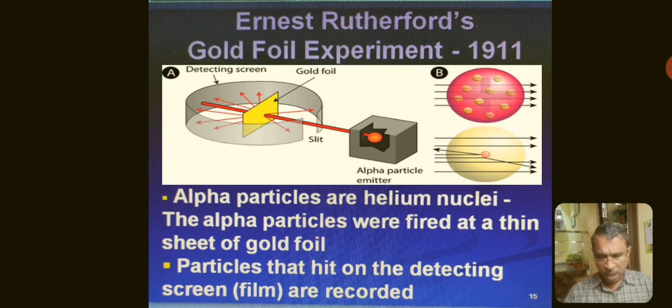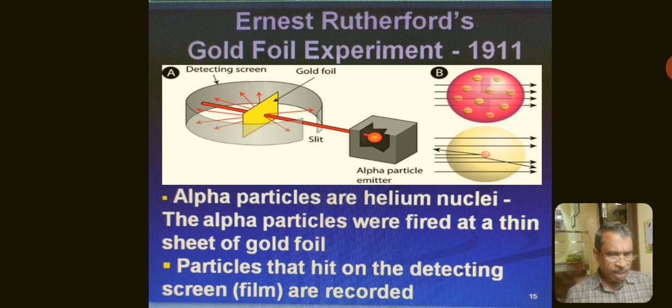From the experiment, he observed the following things. First one, most of the alpha particles, around 99%, passed through the gold foil undeflected. Some of these particles were deflected by small angles. And very few alpha particles, one out of about 20,000 particles, suffered major deflections by more than 90 degrees and even came back in the same direction.